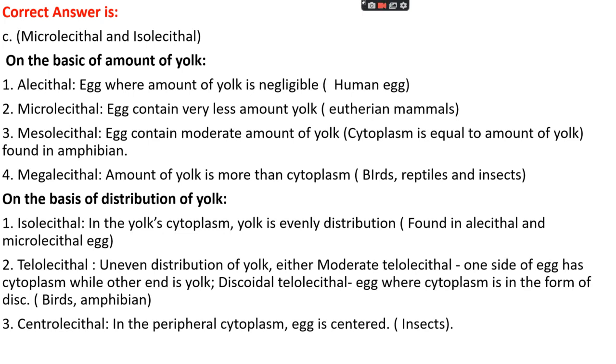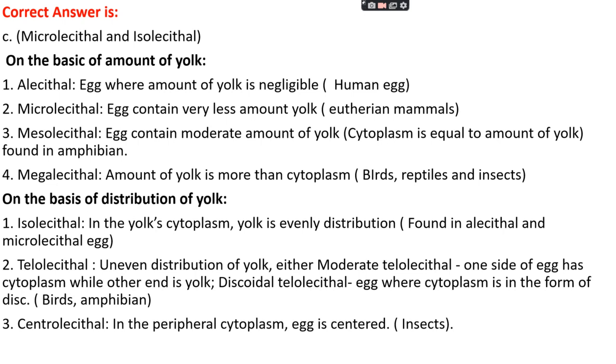On the basis of the amount of yolk, eggs are divided into four types, that is alecithal, microlecithal, mesolecithal, and megalecithal. In alecithal eggs, the amount of yolk is negligible, for example, the human egg. Microlecithal eggs contain very little yolk, an example being eutherian mammal eggs. The third type is mesolecithal, where the egg contains a moderate amount of yolk, with cytoplasm equal to the amount of yolk. It is mainly the egg of amphibians. In megalecithal eggs, the amount of yolk is more compared to the cytoplasm, for example, birds, reptiles, and insects.